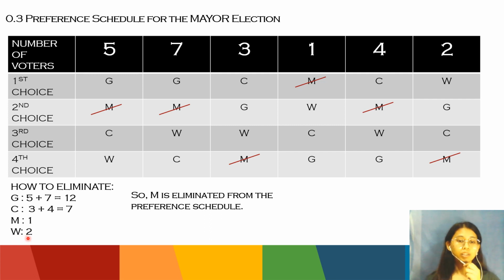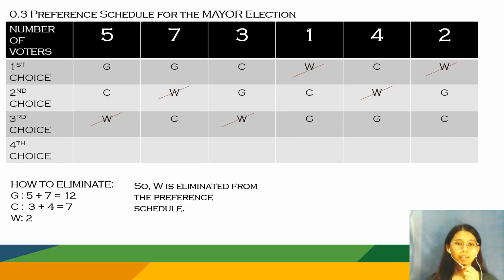So, therefore, si M po yung eliminate since maliit po yung votes niya. Same with W na maliit din yung votes niya.